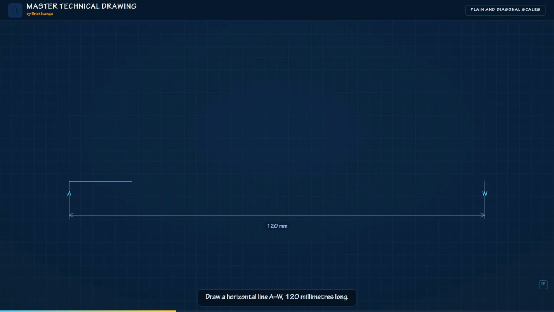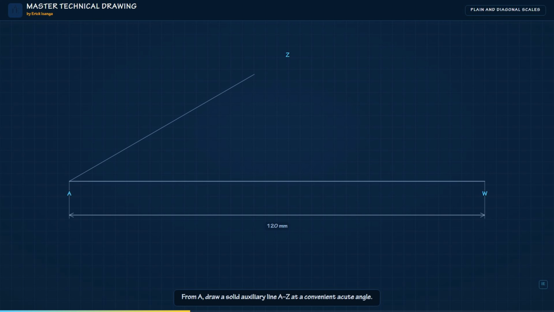Draw a horizontal line, A to W, 120 millimeters long, the required length of the scale. From point A, draw an auxiliary line, A to Z, at any convenient acute angle to the baseline. Keeping the same radius, step off 4 equal divisions along the auxiliary line, and number them 1, 2, 3, and 4. Join the fourth division point to W. This line fixes the direction of the required parallels.